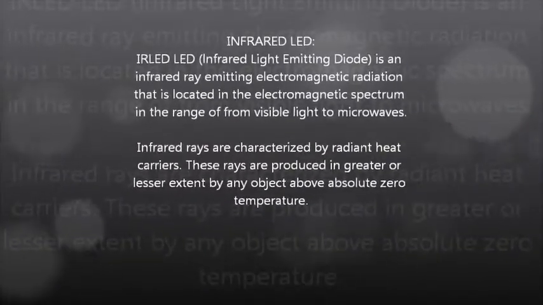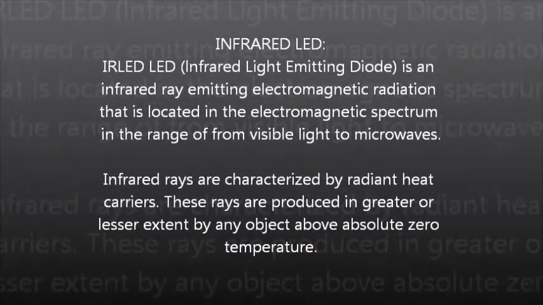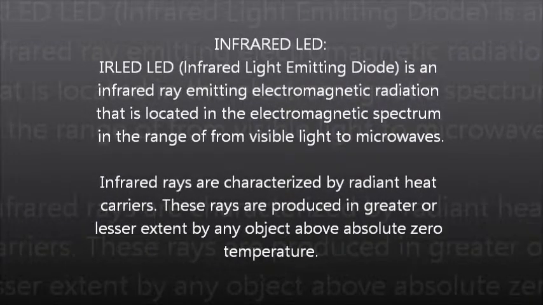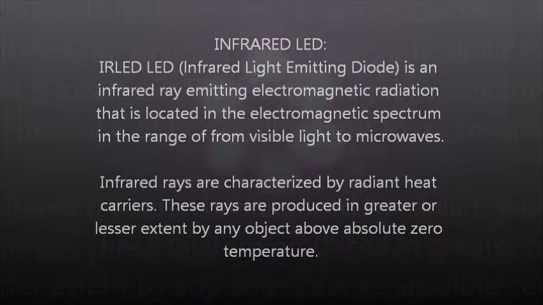Infrared LED. An infrared ray is emitting electromagnetic radiation that is located in the electromagnetic spectrum in the range from visible light to microwaves. These diodes are different from the LEDs in that the color of the capsule that surrounds it is blue or gray. Infrared rays are characterized by being radiant heat carriers. These rays are produced to a greater or lesser extent by any object above absolute zero temperature. This is one of these. This is the schematic symbol.